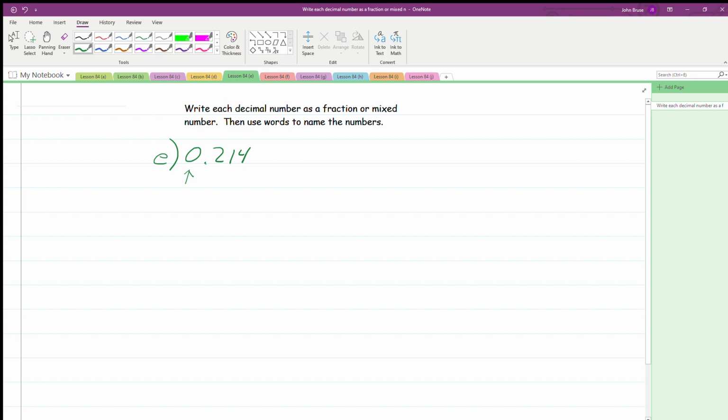And if we remember our place value, well, this is our ones. This is our tenths. This is our hundredths. Eventually my handwriting will get good with this pen. And this is our thousandths.